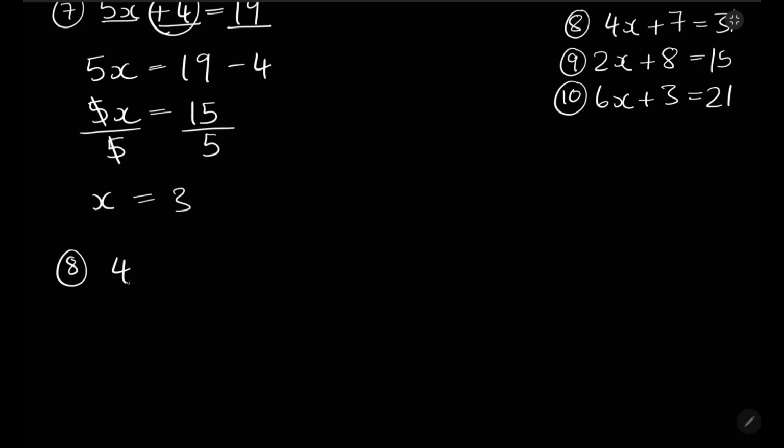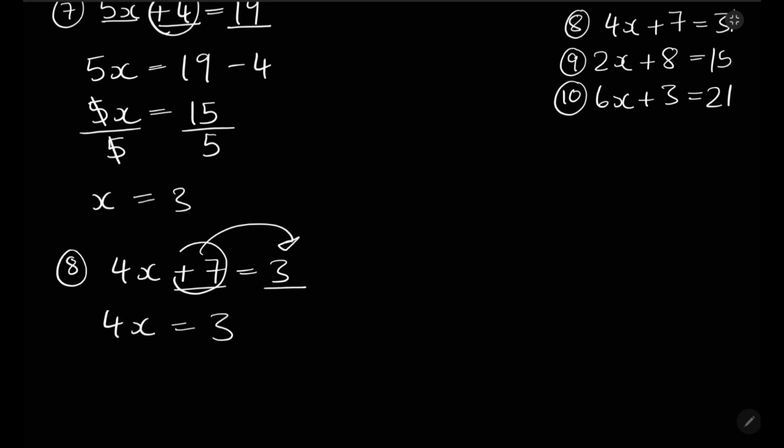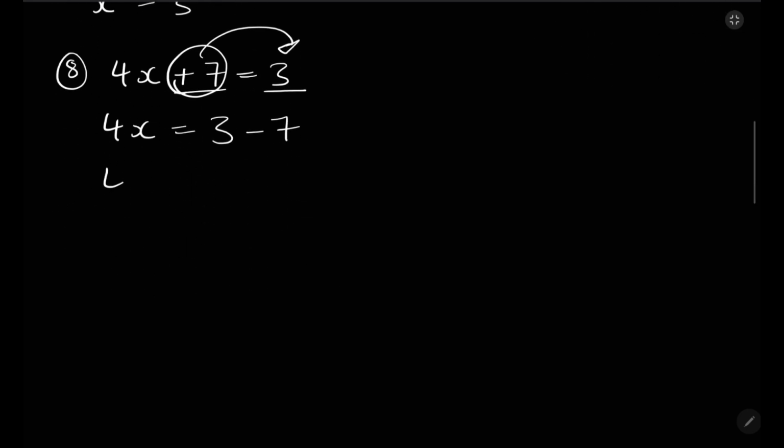Number 8, we have 4x plus 7 is equal to 3. How do we solve this? You have to take this plus 7 to that side, right? We're left with 4x is equal to 3. This is plus 7. It crosses the equal sign, so it should be minus 7. Okay, so your 4x is equal to 3 minus 7, which is equal to negative 4.